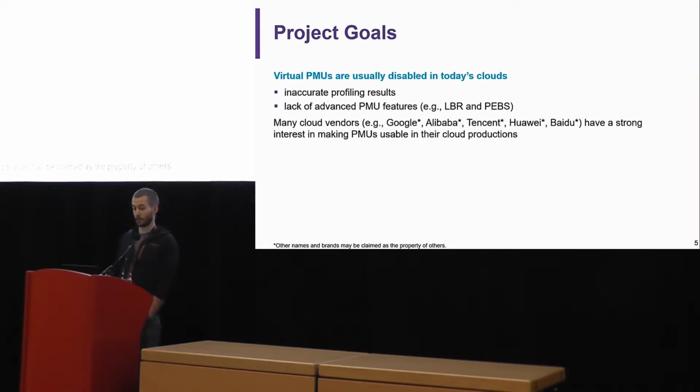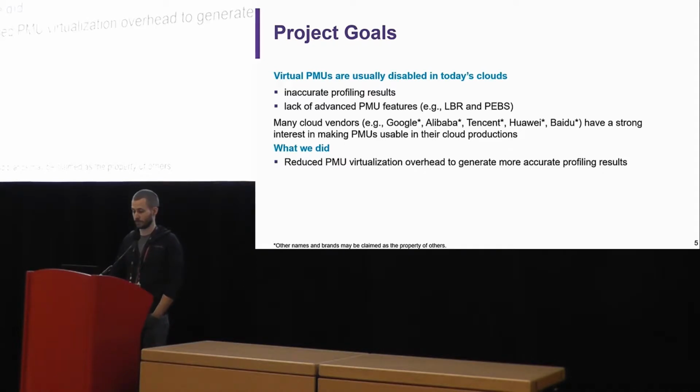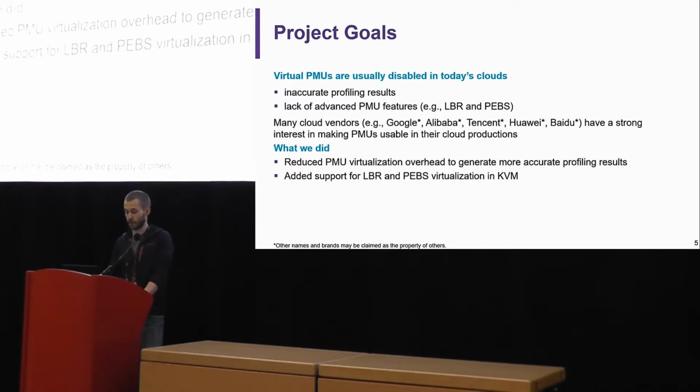Even though things aren't actually exposed, most cloud vendors do have a strong interest in making the PMU usable in their cloud because customers want to be able to run perf on their workloads in the cloud. Internally, we've also gotten complaints from people at Intel saying, hey, on Hyper-V, I can do all this perf testing, and on KVM, it's basically useless. So there's a strong incentive to make it actually usable. What we've been working on at Intel is to reduce the overhead so that you actually get accurate results, and then to also add LBR and PEBS virtualization in KVM.